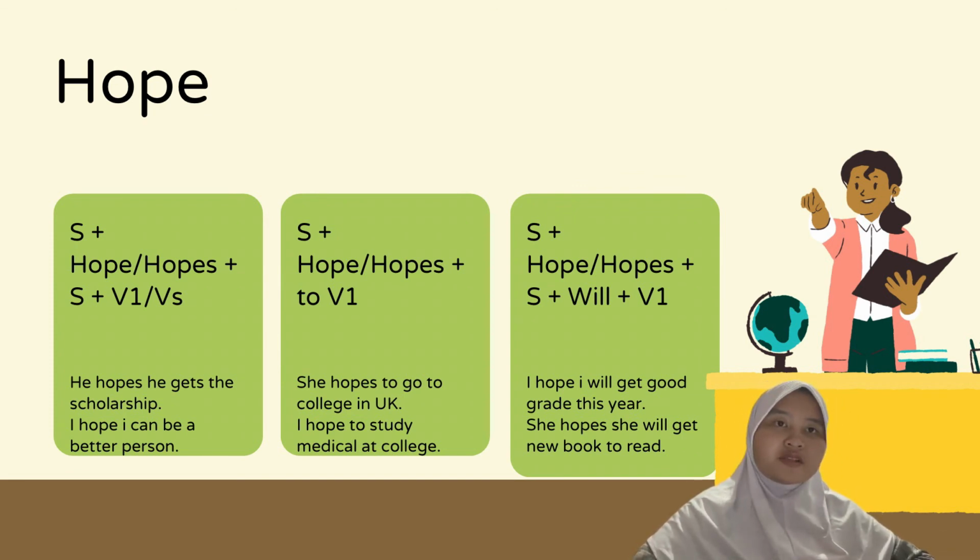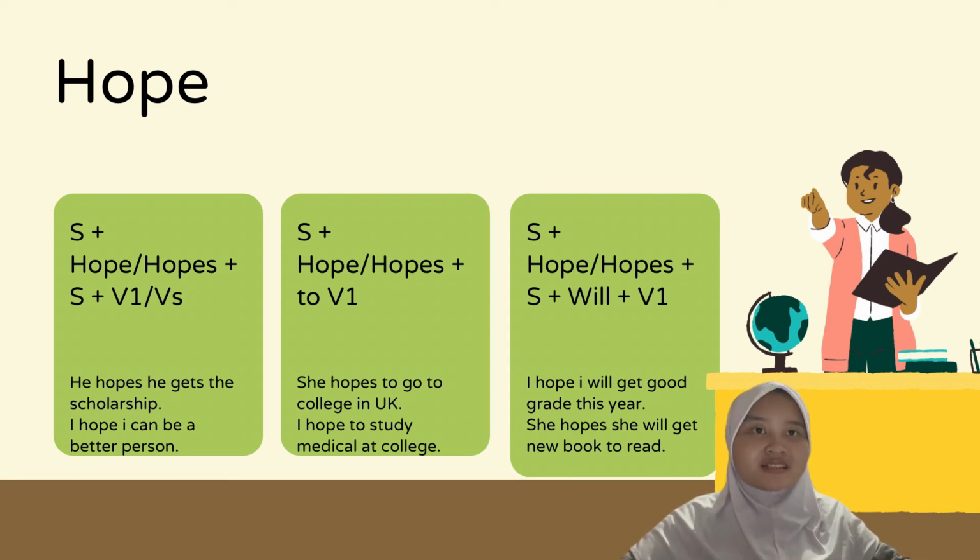The last sentence pattern of hope is hope or hopes followed by will. The example for this pattern is I hope I will get good grades this year. I is the subject, and then we use hope because the subject is I, and followed again by the subject I, and then followed by will, and then followed by verb 1, get, and followed by the complement, good grades this year. We use hope in this sentence because I'm optimistic to get good grades this year.